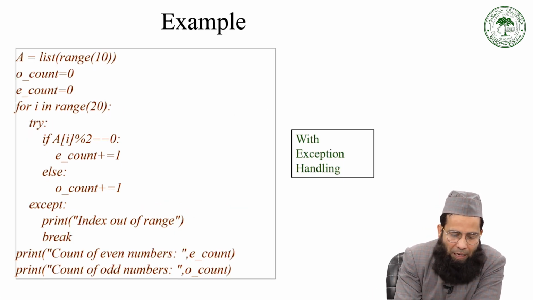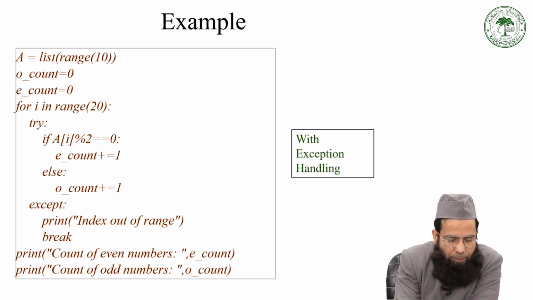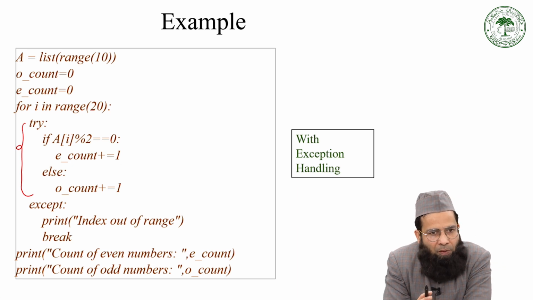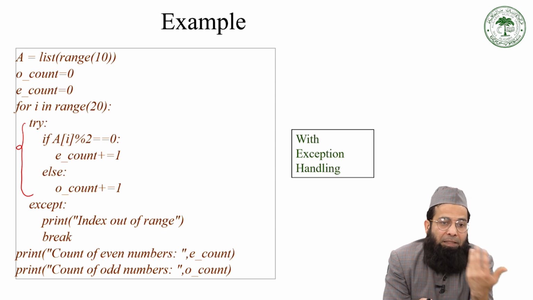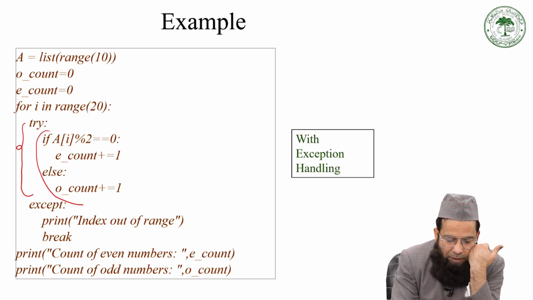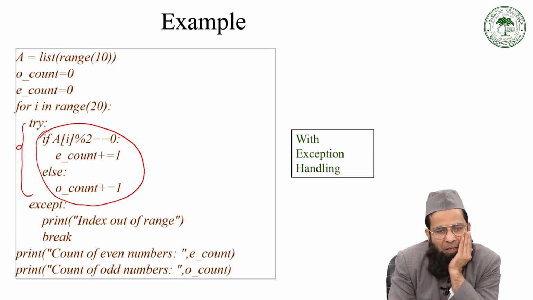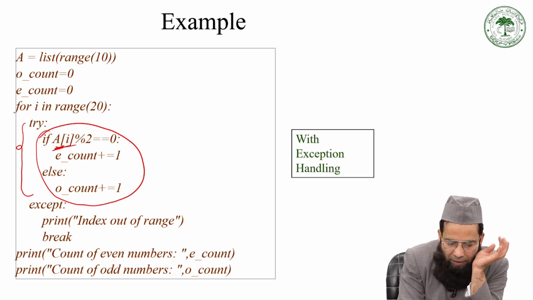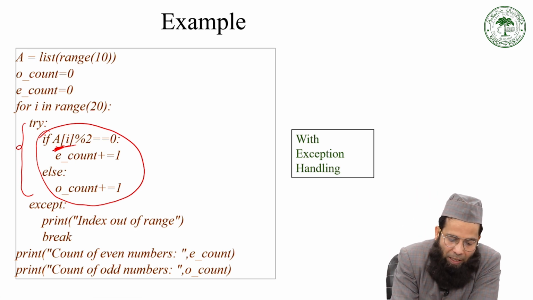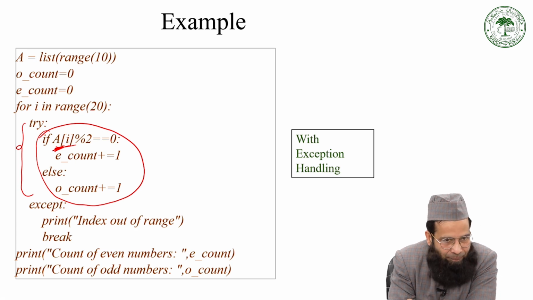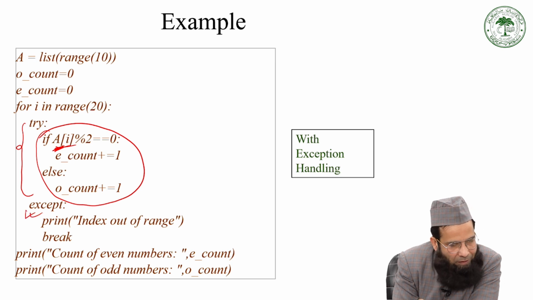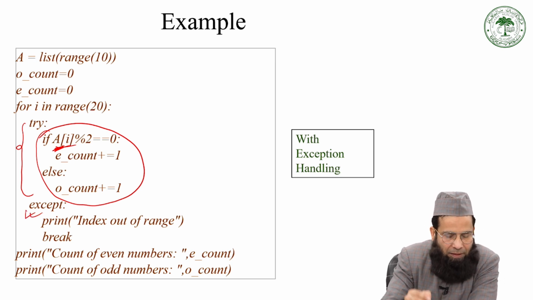So I am handling this exception using this try and except block. The try block is the block that actually contains the code that might generate an error, that might generate an exception. So this particular code may generate an exception, right? So I have included this code inside this try, and I have handled that exception using this particular construct, that is except. What is except, that I will discuss.